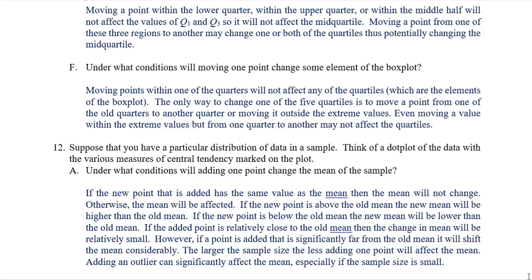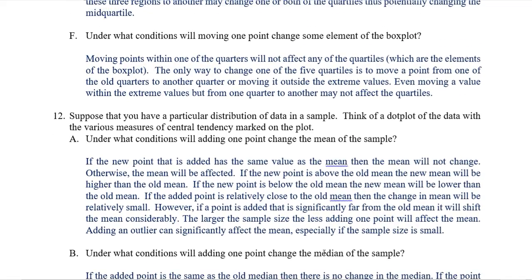Okay? Of course, if the added point is relatively close to the old mean, then the change in mean will be really small. If the added point is significantly far from the old mean, it will shift the mean considerably. The larger the sample size is, the less adding 1 point will affect the mean. So adding an outlier can significantly affect the mean, especially if the sample size is small. Under what conditions will adding 1 point change the median?